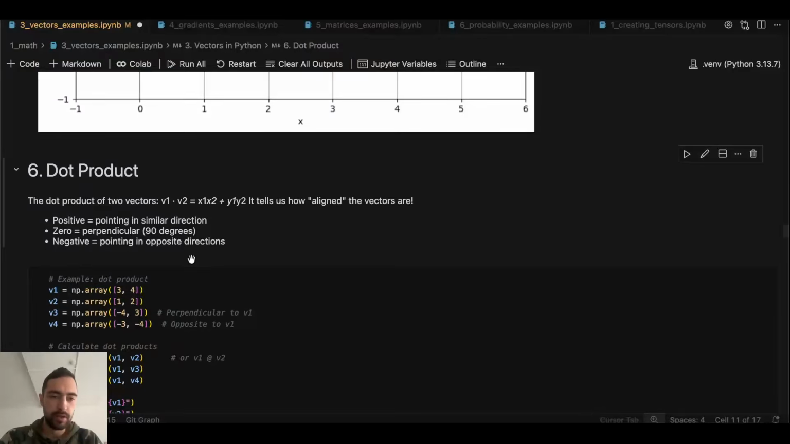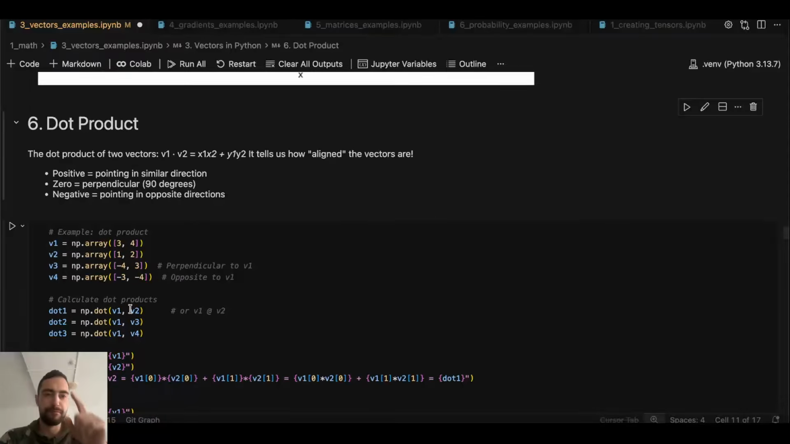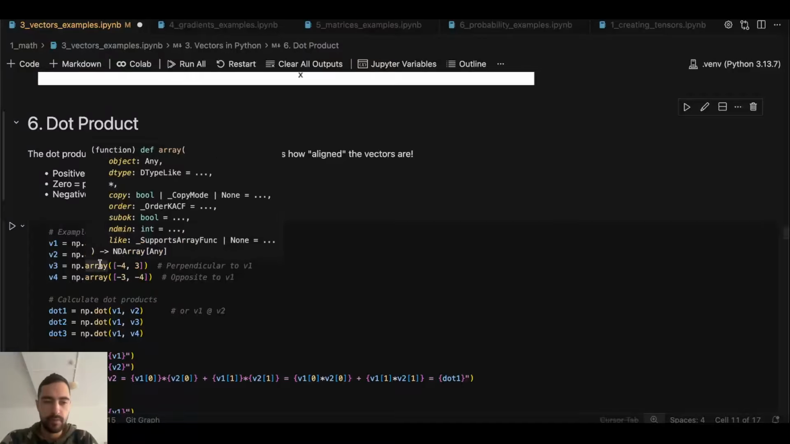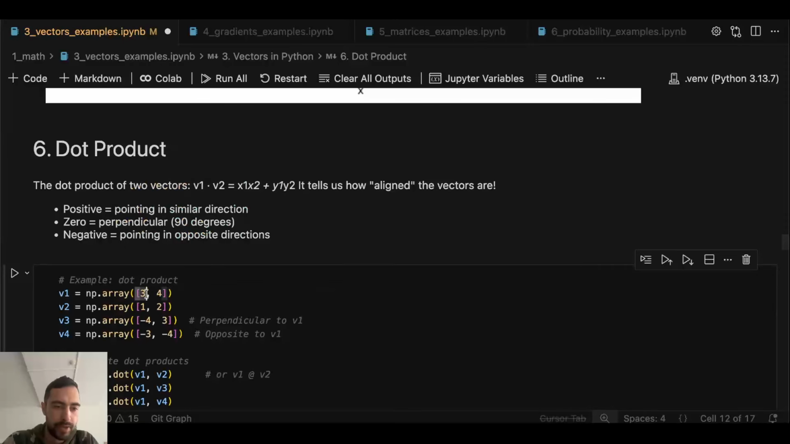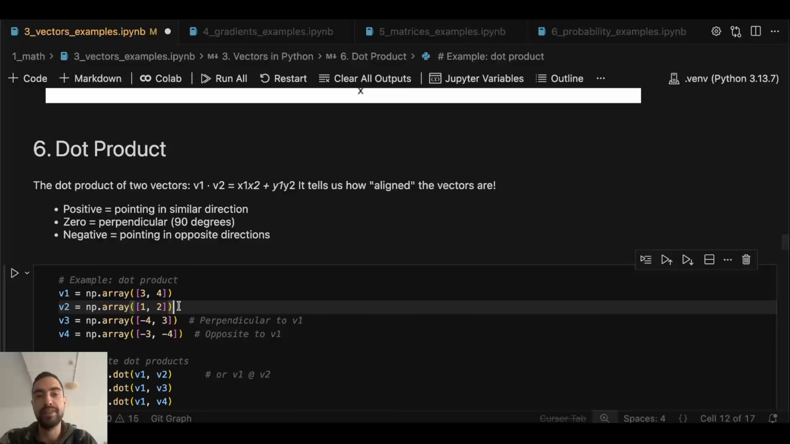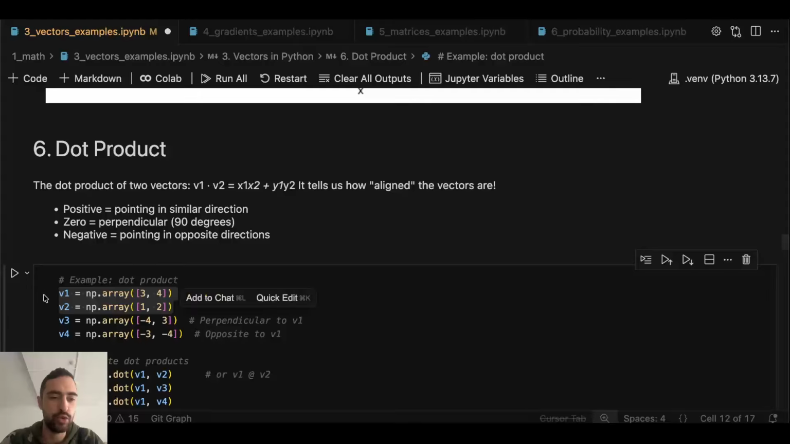It's very simple. We multiply the first dimensions. So here we have a vector, let's say 3, 4, and the second vector is 1, 2. To find the dot product or similarity between them, we multiply 3 times 1, so we multiply the first dimensions, and then we add the multiplication of the second dimensions, 4 times 2. So 3 times 1 is 3, plus 4 times 2 is 8. So 3 plus 8 is 11. The dot product between these two is 11.